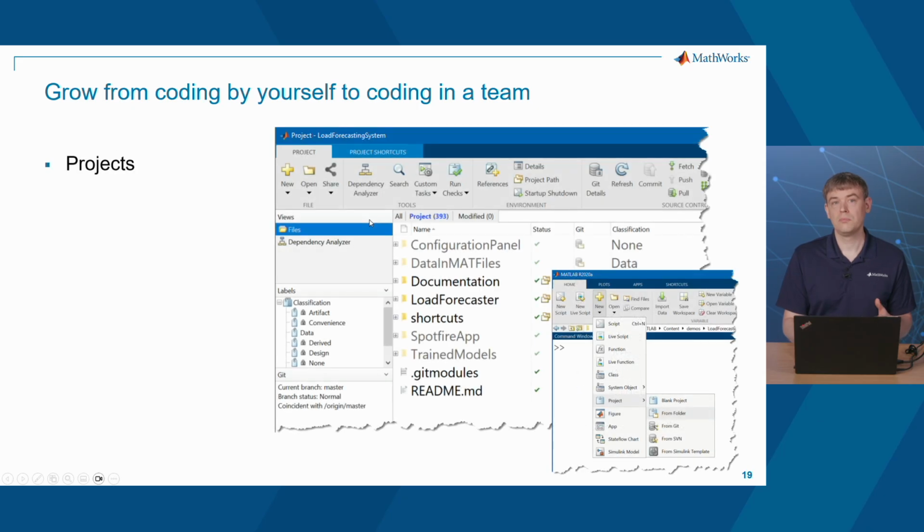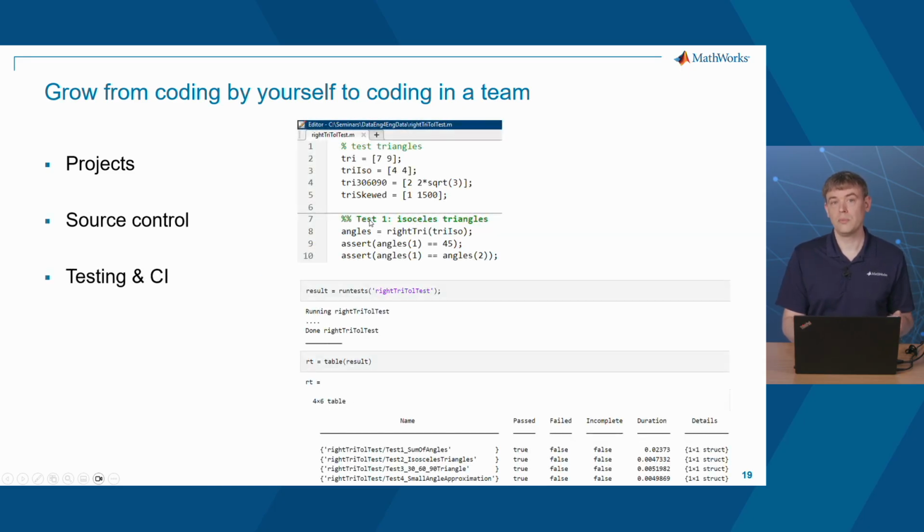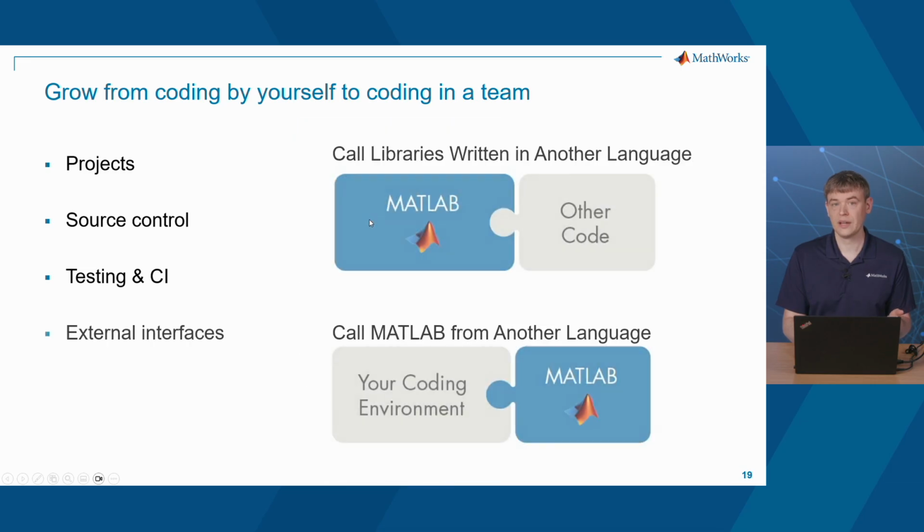You can also grow from coding by yourself to coding in a team and collaborating with others. MATLAB projects help you keep track of all the different files and the reproducible environment you need to work on the same project. Source control is great for tracking changes to a project over time. MATLAB has a very robust software testing suite to make sure your algorithms are actually producing correct answers. And you can integrate MATLAB with other code and environments.